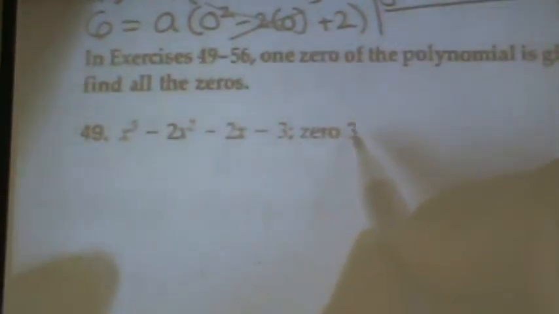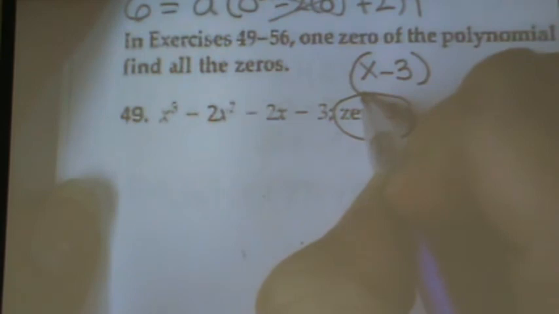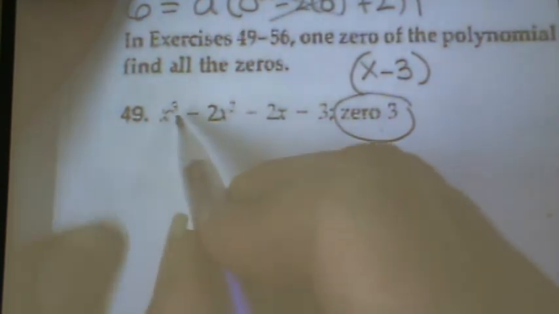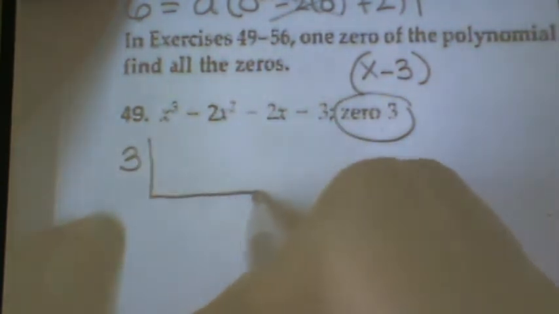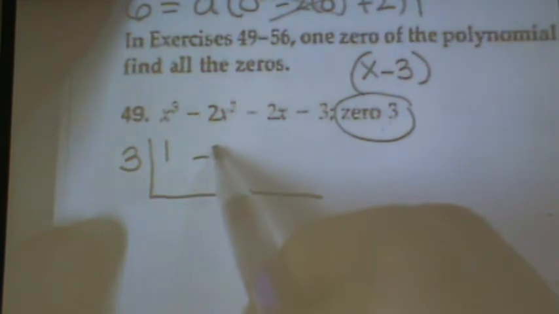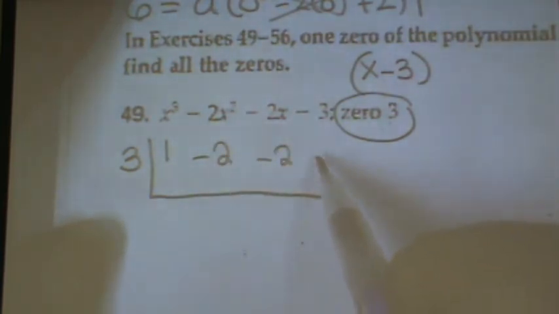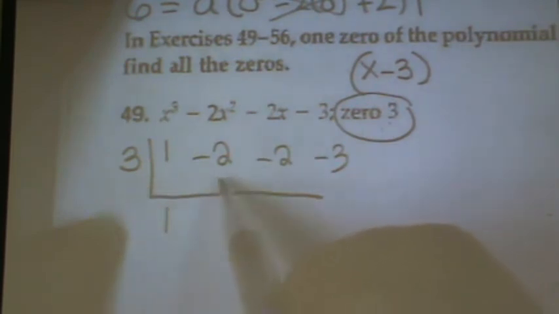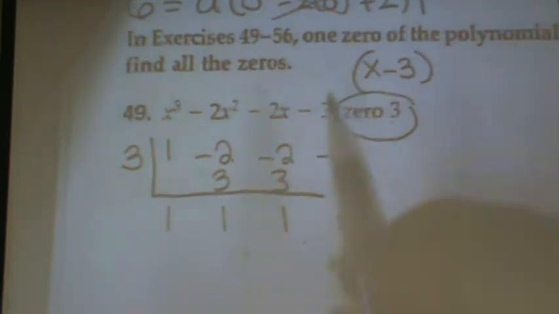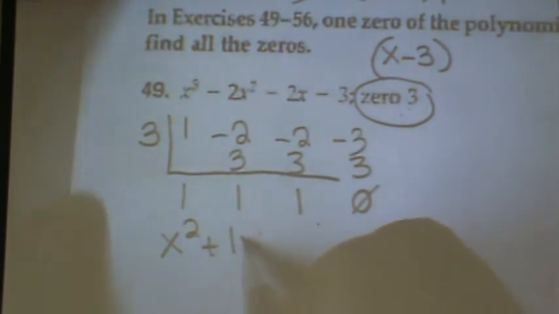Number 49. They give you 1, 0, and they want you to find the rest of them. So they're giving you a hint. If 3 is a 0, you can write this as x minus 3. So I can use synthetic division to figure out the rest of the polynomial if I take the 3 out. So the 3 would go outside, and this is x to the third power, so 1 minus 2 minus 2, and then minus 3. So bring down the 1. 3 times 1 is 3. Add, multiply, add, multiply, and you get your 0. So what's left here is x squared plus 1x plus 1.